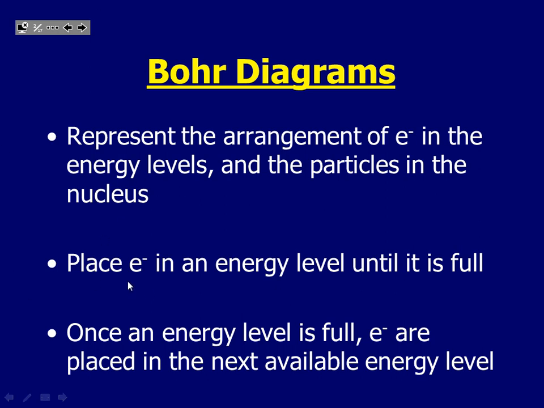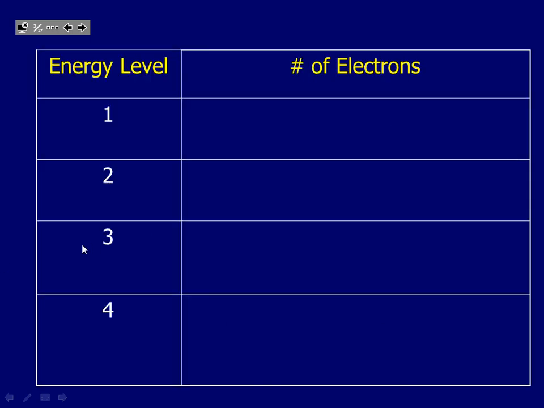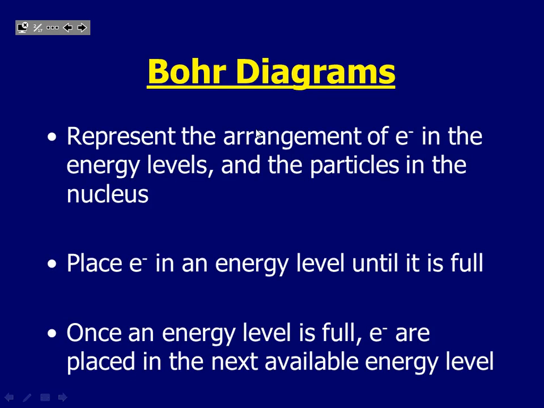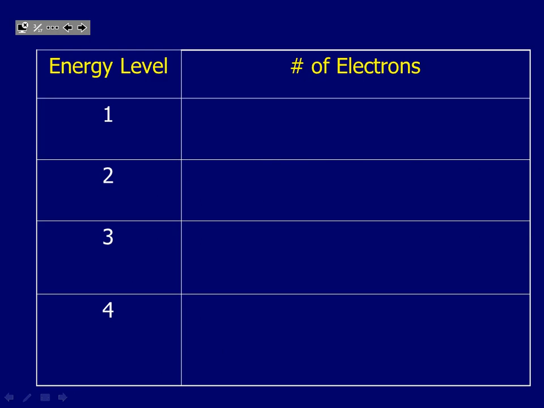Place electrons in an energy level until it is full. I'll explain what I mean by that. Once the energy level is full, electrons are placed in the next available energy level. Now, I am going to have you fill in a chart here for a moment, but I'm also going to get you to draw some pictures. So maybe don't put this in a table. Put energy level, put the number of electrons, but I'm going to draw some stuff here, okay?